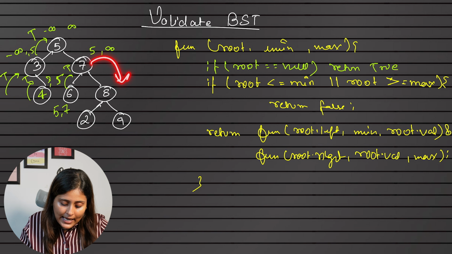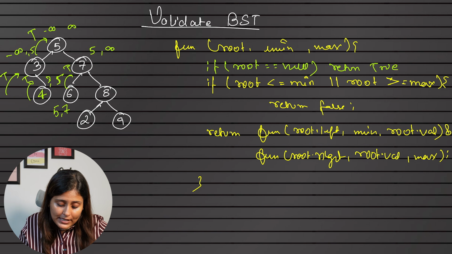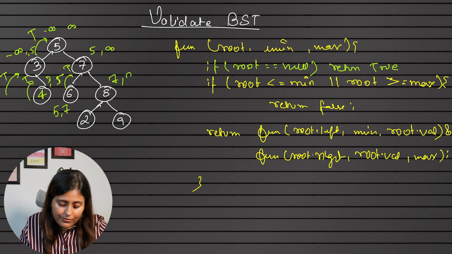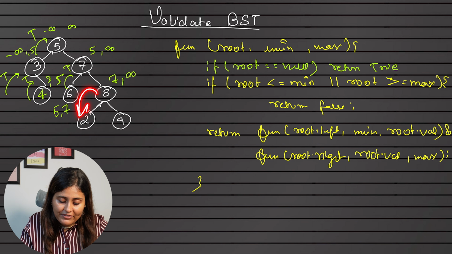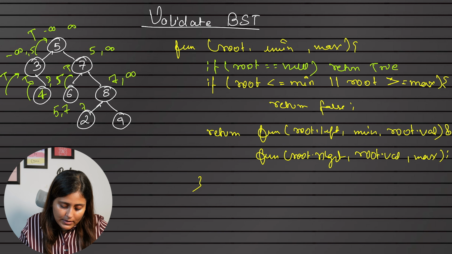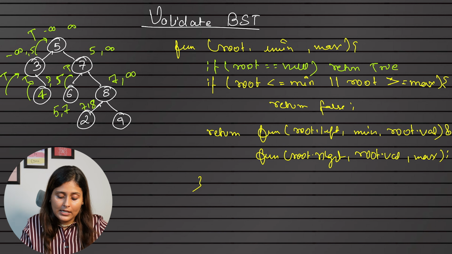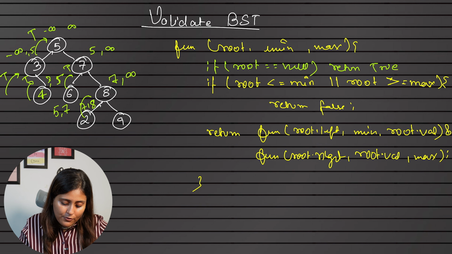Now we'll go towards the right side, and as we are going towards the right side, definitely the minimum will change, which is 7 to infinite. And as 8 lies between 7 to infinite, it is correct. Now we'll go towards the left side. Similarly, 7 will be as it is, but 8. Now we'll check, does my 2 lie between 7 and 8? No. So this is false. So now this will return false.